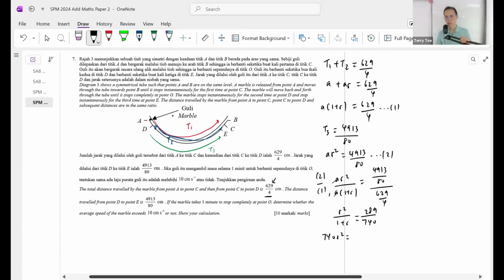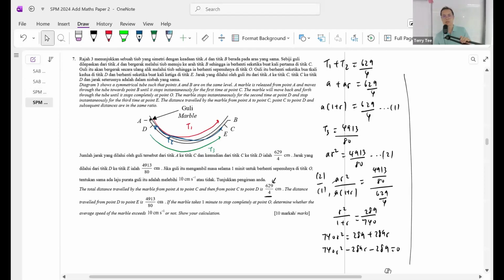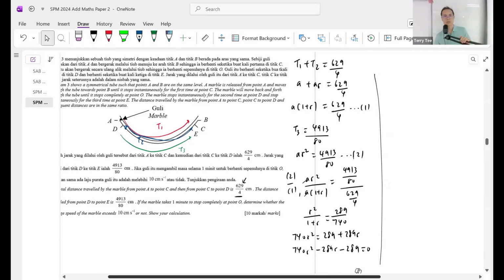740 r squared is 289 plus 289r. 740 r squared minus 289r minus 289 equals 0. Okay, so we're going to double bracket factorize it. It's a very big number.